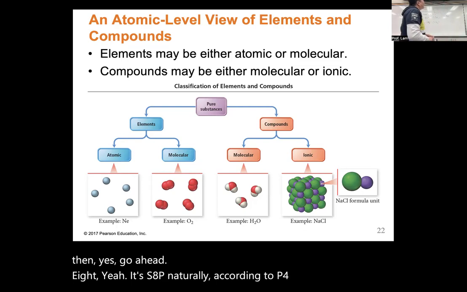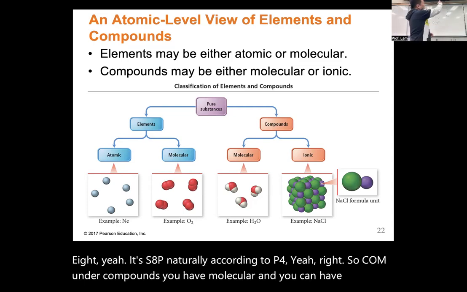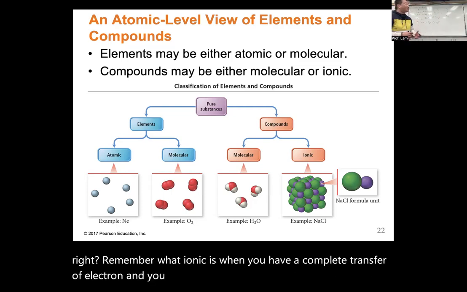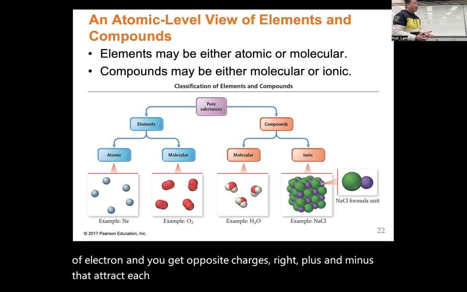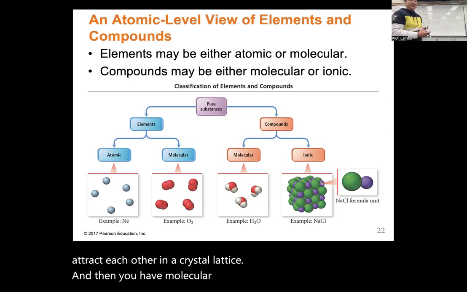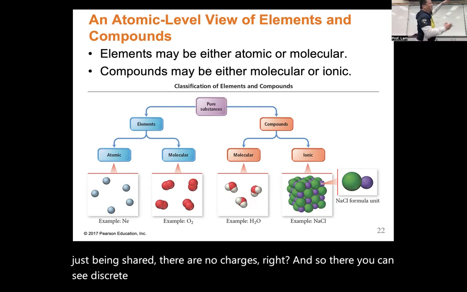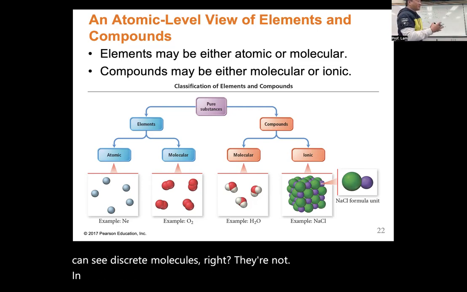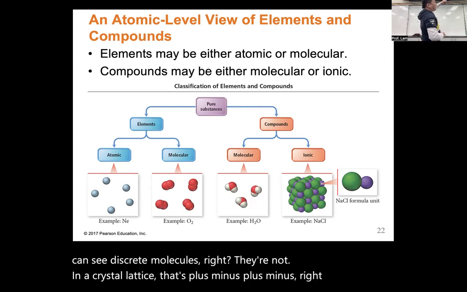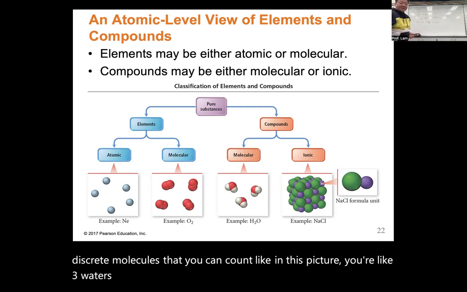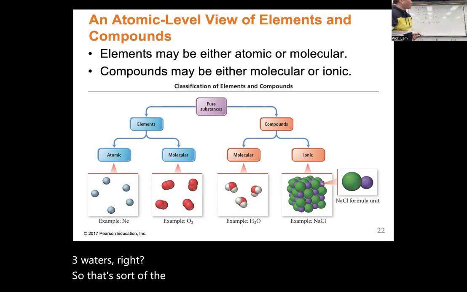Under compounds, you have molecular and you can have ionic, right? Remember what ionic is? When you have a complete transfer of electron and you get opposite charges, plus and minus that attract each other in a crystal lattice. And then you have molecular compounds where the electrons are just being shared. There are no charges, right? And so there you can see discrete molecules. They're not in a crystal lattice that's plus, minus. They're discrete molecules that you can count, like in this picture, you're like 3 waters. So that's sort of the overview of how things bond together.